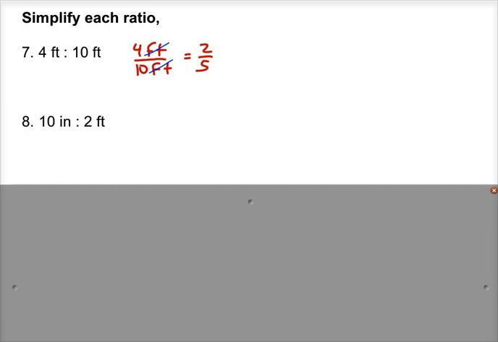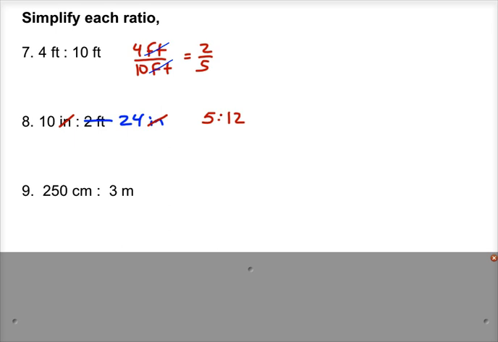That's the issue here with number 8. I have 10 inches and 2 feet. So I either need to convert both units into inches or both units into feet. I think it's probably easiest if I convert 2 feet into inches. 2 feet is going to be 24 inches. At this point, the units are going to cancel each other out. I now just reduce between the 10 and the 24, and they're both divisible by 2. So I get 5 to 12.